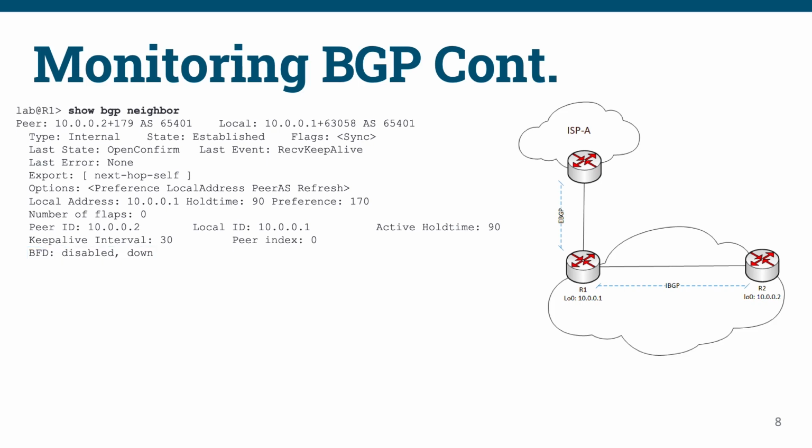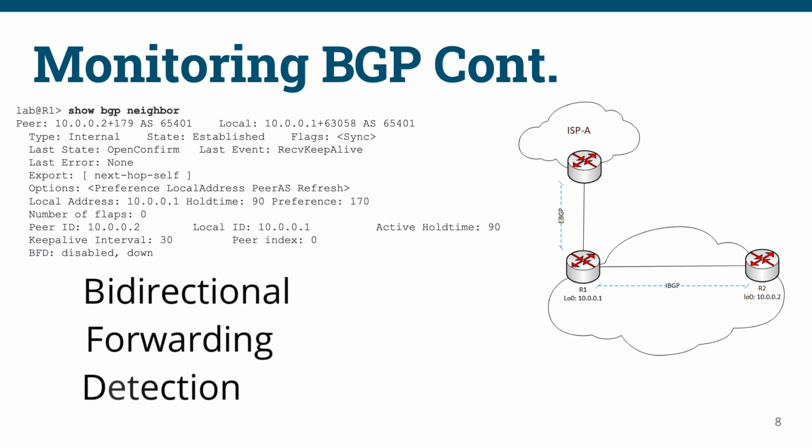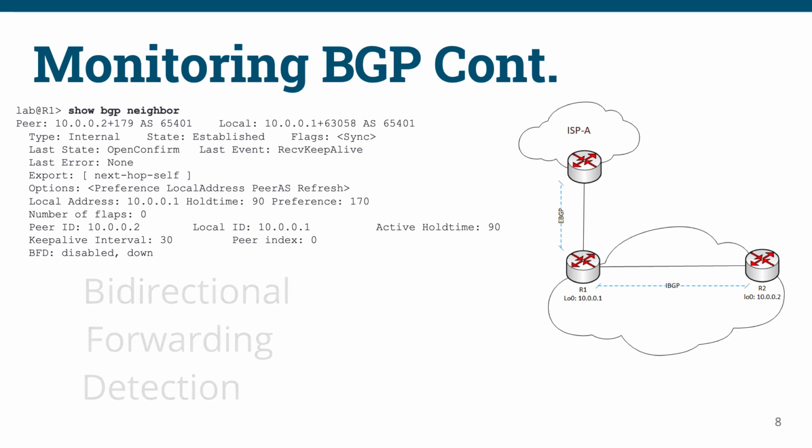Although it's not covered in detail in the JNCIS ENT, BFD is bidirectional forwarding detection. It is a protocol which can allow for much faster detection of communication failure than many routing protocols' built-in mechanisms. Finally, let's review the commands used to validate the routing information being advertised and received to and from a BGP neighbor.